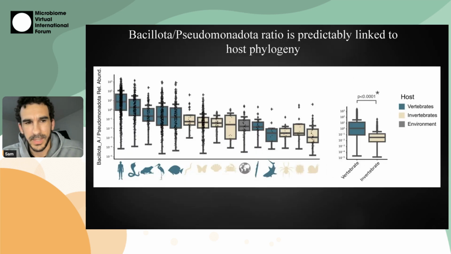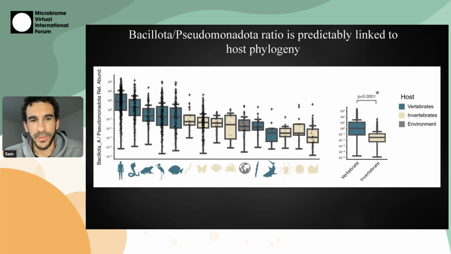Another thing you can see is, if you plot the Bacillota over Pseudomonadota ratio as some kind of phylogenetic biomarker, all of our hosts line up quite nicely with this ratio. We have all of the vertebrates on the left, and all the invertebrates on the right, minus some exceptions like sharks and lampreys. And then smack in the middle are our environmental samples.